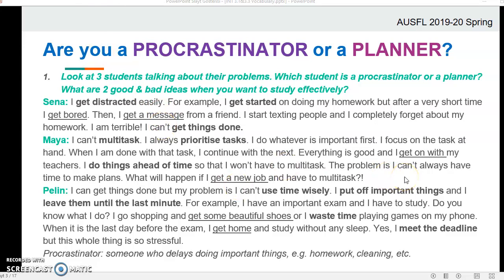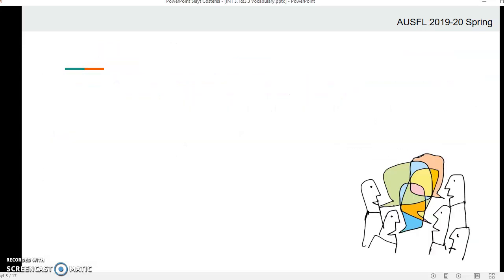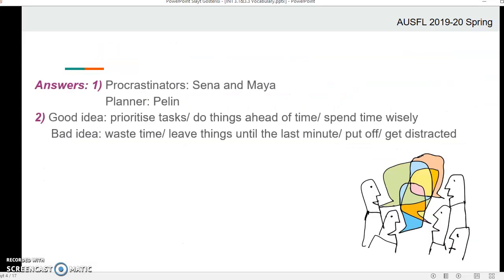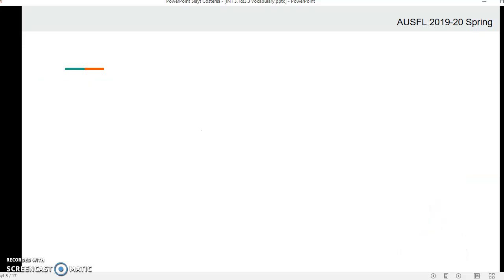Okay, as you can see, good things could be prioritize tasks, do things ahead of time, spend time wisely, or get things done. Or bad things could be wasting time, leaving things until the last time, put off, get distracted. The rest can depend on the person or the situation. Here you can see the answers if you want to check.